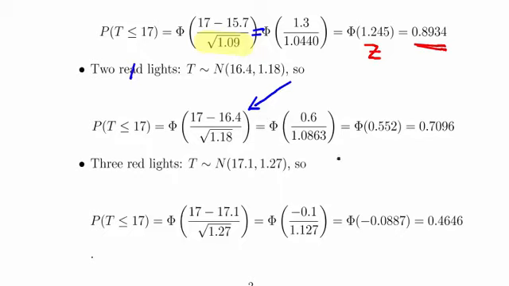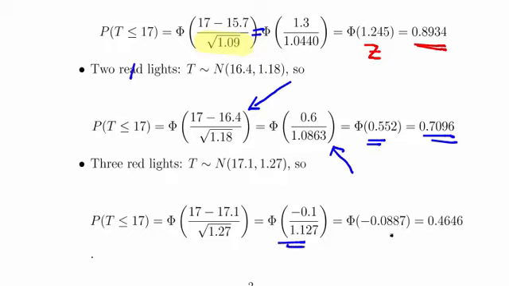Okay. And when we work that out, we get 0.6 divided by 1.0863. And our cumulative distribution function there is, when we work that out from our statistical tables, 0.55 should get us close enough to our answer from the tables, which is 0.7096. And likewise, the last one there, it is just almost the same.